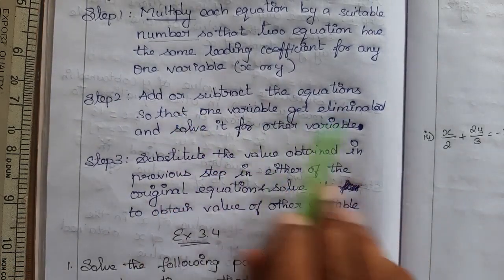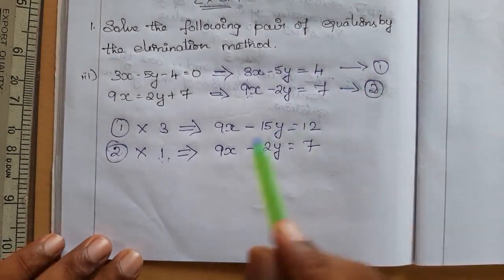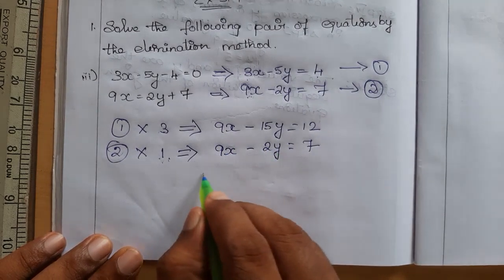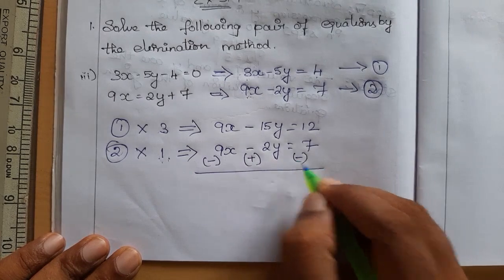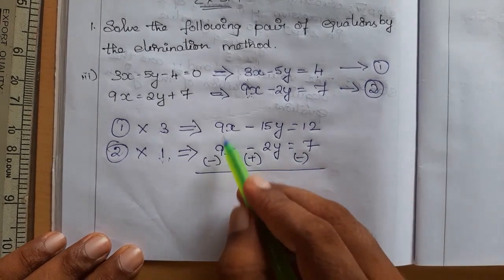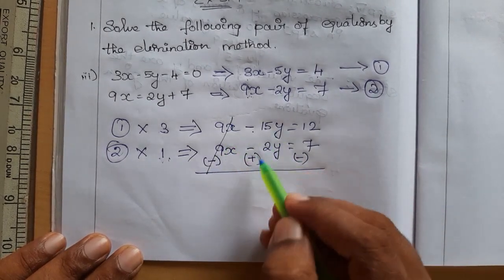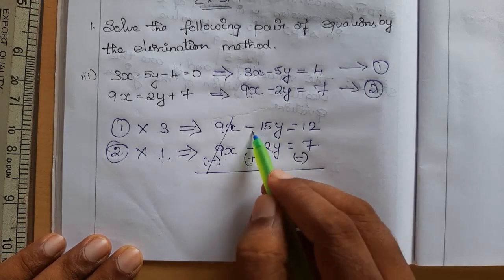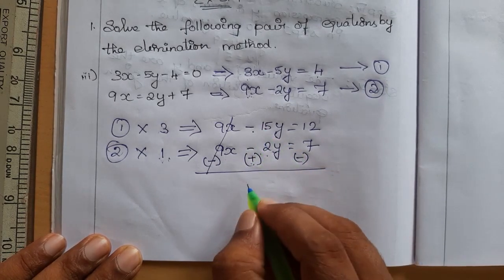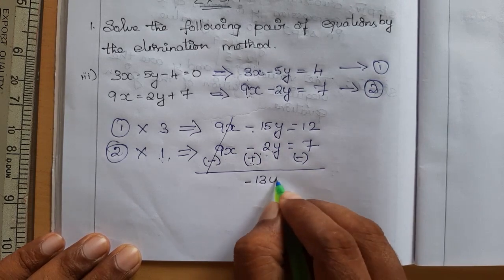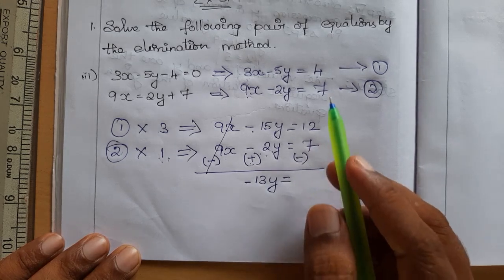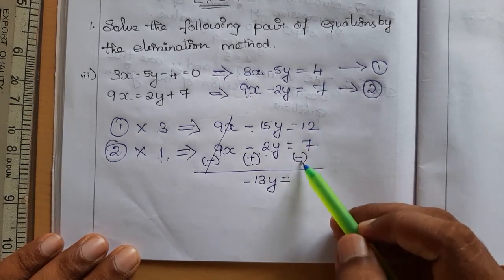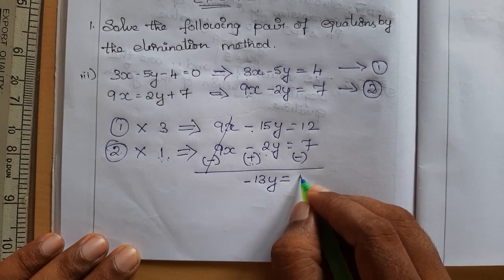So now the second step is to add or subtract. It will get eliminated. If you subtract, this 9x and 9x will get eliminated, right? While subtracting, the sign will change for the second equation. So 9 minus 9 is 0, minus 15y plus 2y, so minus 13y is equal to, here 12 minus 7, it's 5.